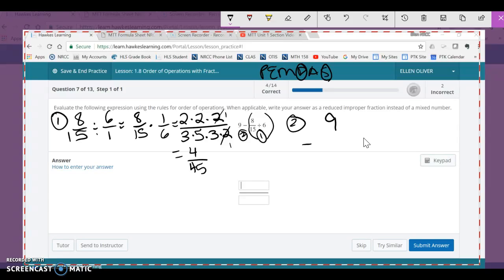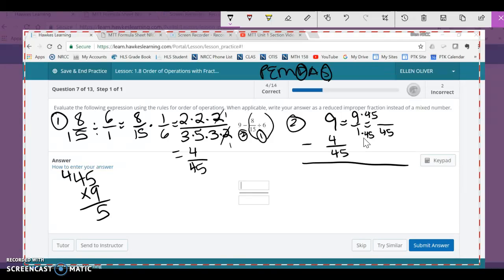I like to stack it vertically. So I need to write, this is 9 over 1, right? I need a common denominator, so I need it to be over 45. So if I do this times 45, I got to do this times 45. So come over here, 45 times 9. 9 times 4 is 36, 40. So 405. So 405 over 45 minus 4 is 401 over 45.